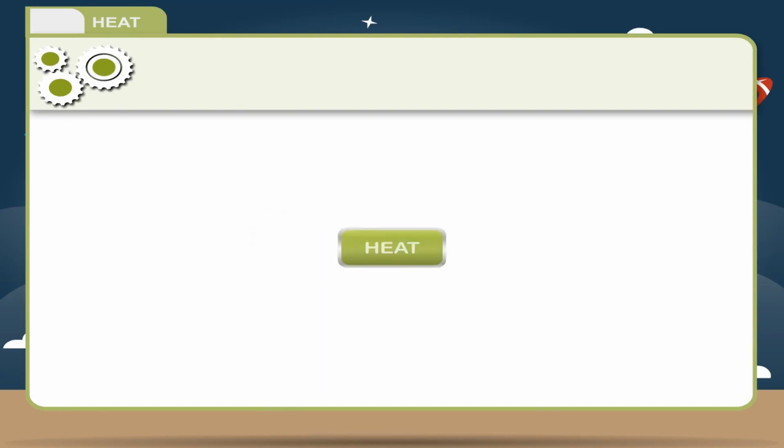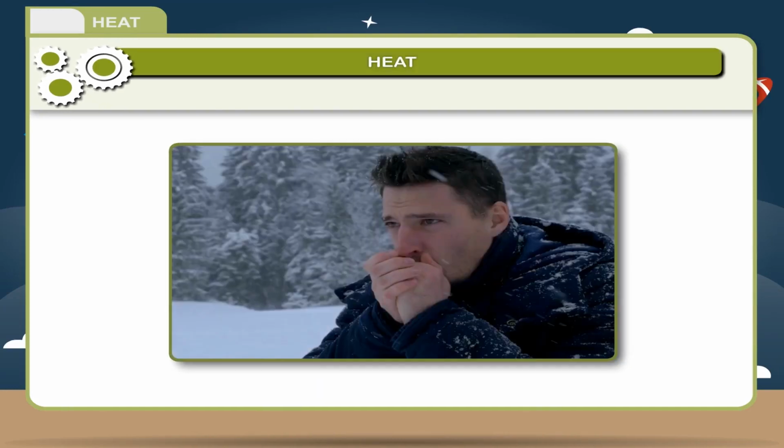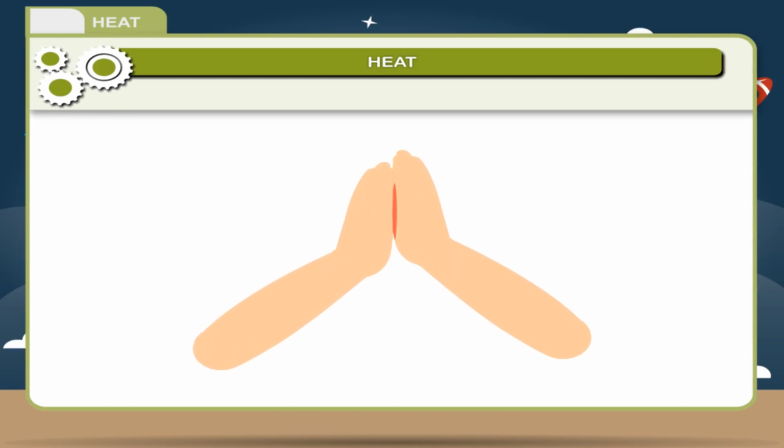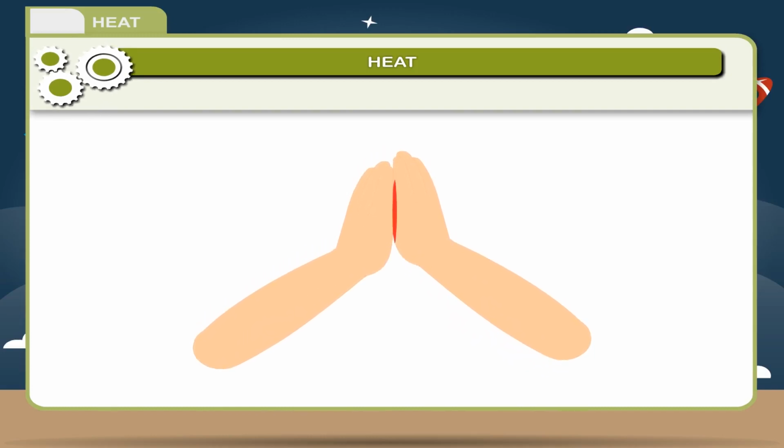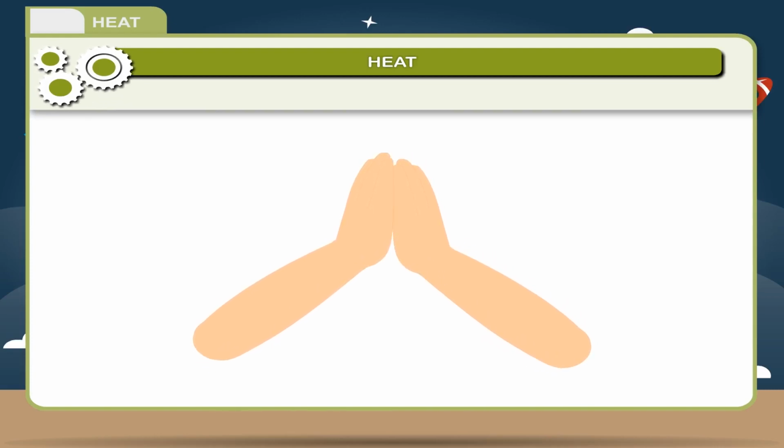Heat. During cold weather, every individual has a tendency to rub hands. The rubbing causes friction between the palms of hands, which causes warmth. Hence, we say that friction produces heat.